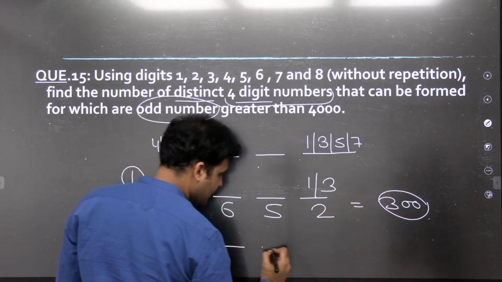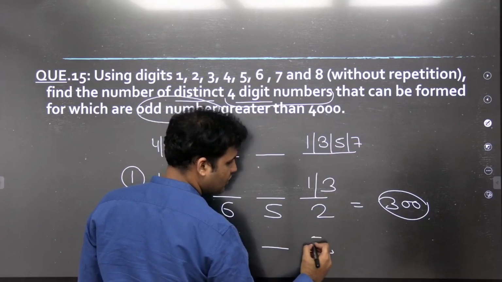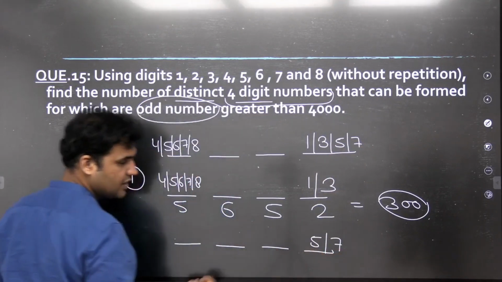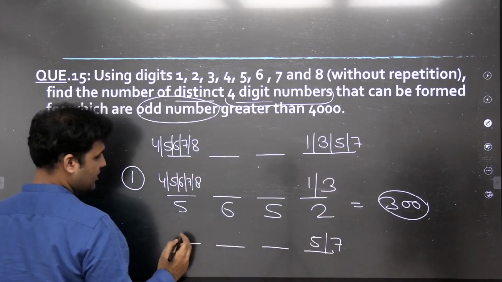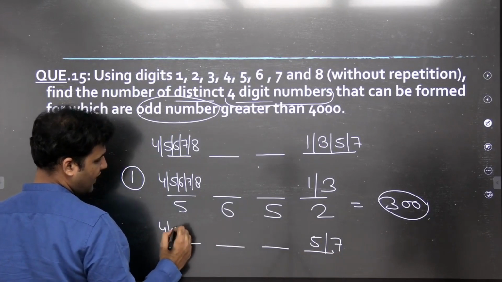Second will be the case when you are using 5 or 7 of this at these two positions, and here it can be 4, 5, 6, 7, 8.